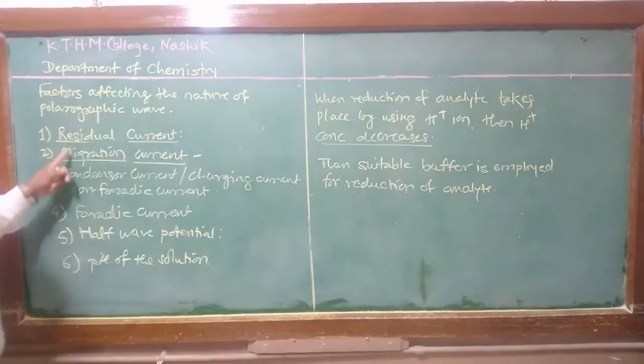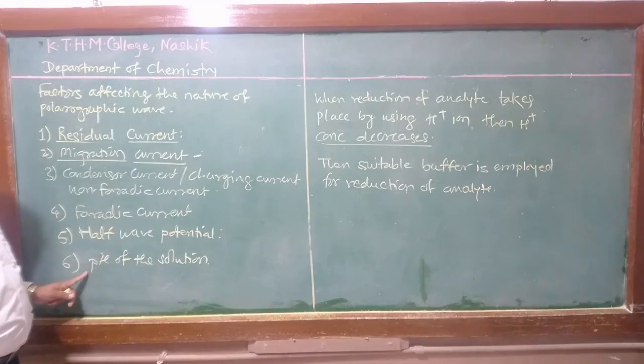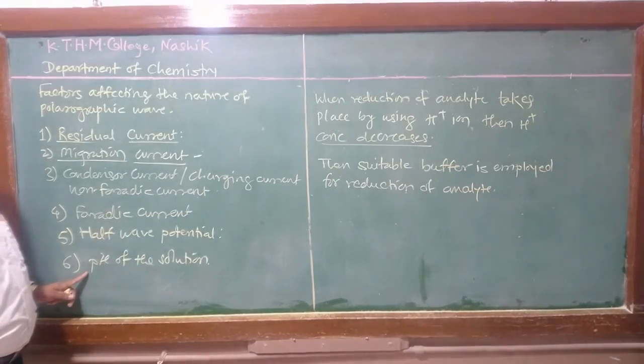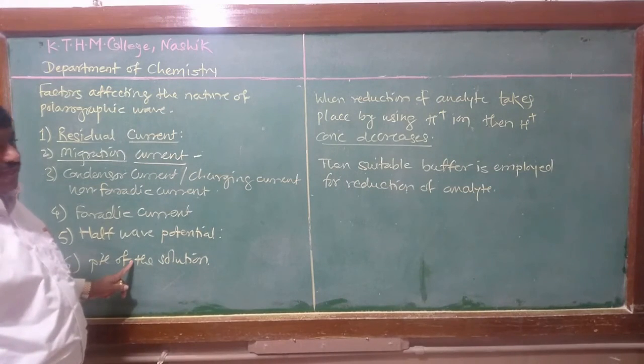Students, these are the 6 different factors that affect the nature of the polarographic wave. Now we will see some numericals or problems of polarographic analysis.